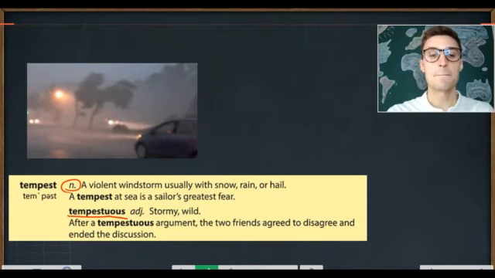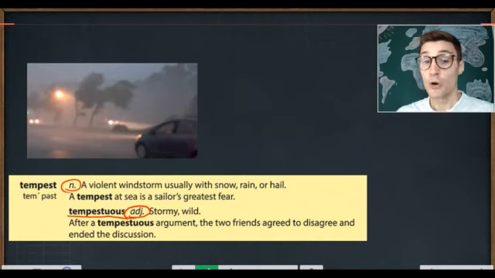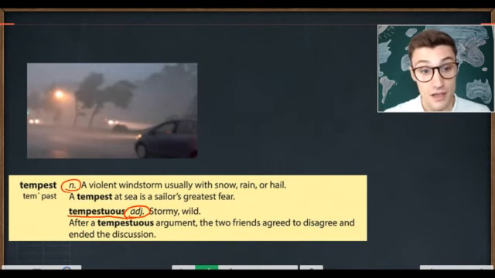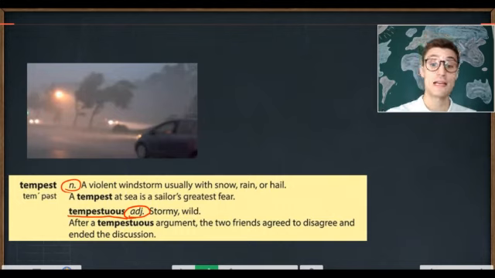Tempestuous. Tempestuous is an adjective. We use this word to describe something which is stormy and wild, tempestuous. After a tempestuous argument, the two friends agreed to disagree and ended the discussion.